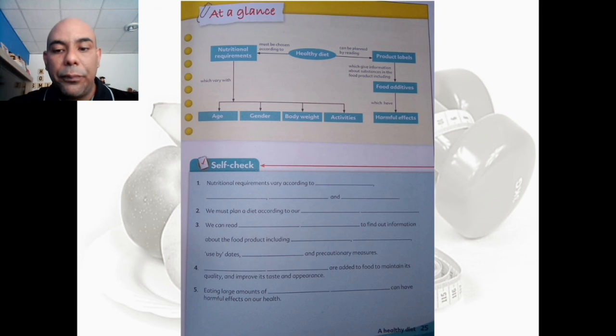And then on the last page, page 25, you have the practice that you can solve by yourself using the information that you just heard from me, and also using information that you have in the book.